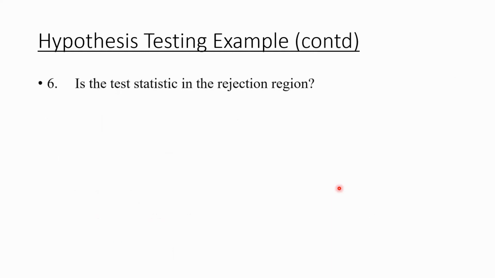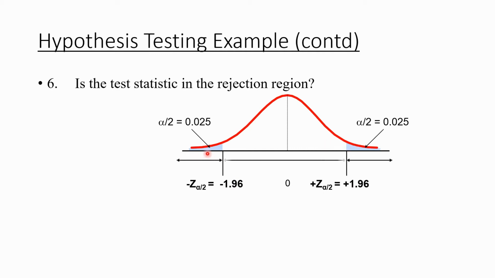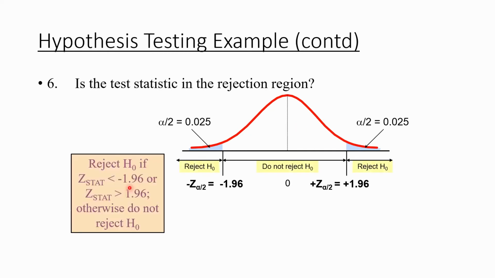The rejection region. So here you have your rejection regions. Your critical values are minus 1.96 and plus 1.96. Accordingly, the shaded area is your rejection region and the non-shaded area is your non-rejection region. So if your Z stat is less than minus 1.96 or greater than plus 1.96, you reject your H0, right? If not, you do not reject your H0.